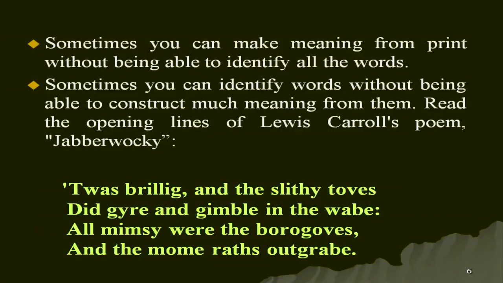Let's see some examples of what is important in reading. Sometimes you can make meaning from print without being able to identify all the words. Sometimes you can identify words without being able to construct much meaning from them. For example, let's look at lines from Lewis Carroll's poem Jabberwocky. "Twas brillig, and the slithy toves did gyre and gimble in the wabe; all mimsy were the borogoves, and the mome raths outgrabe."